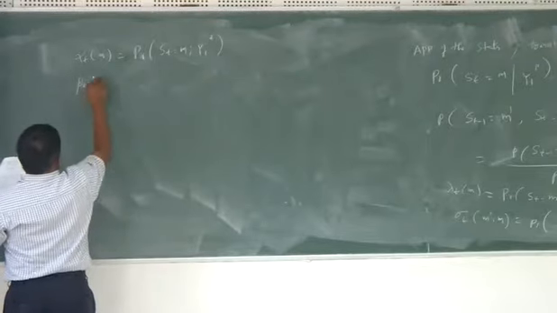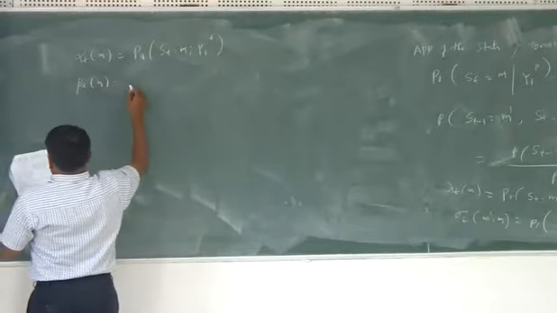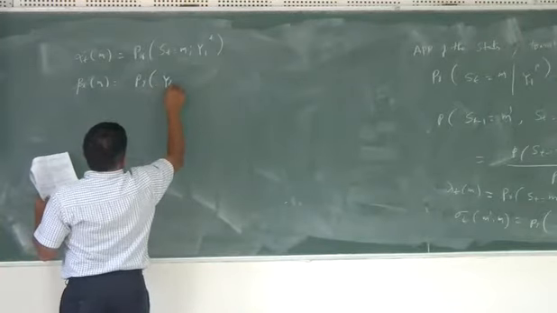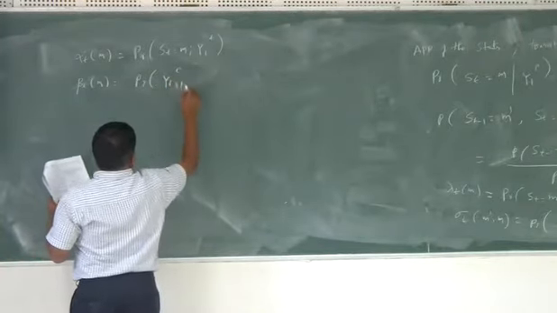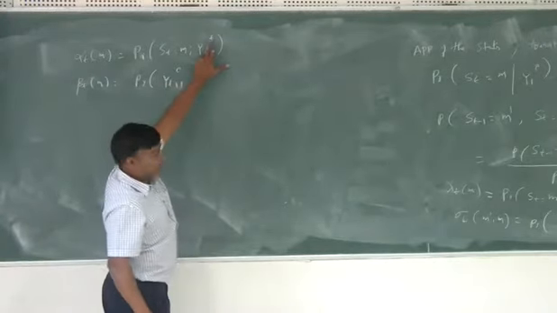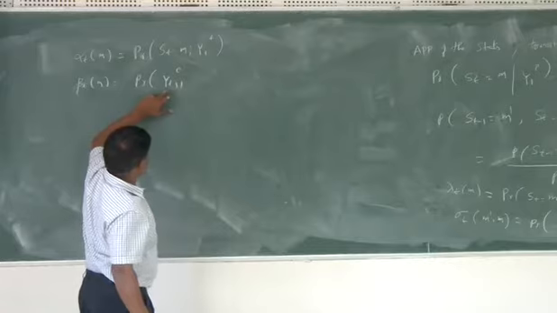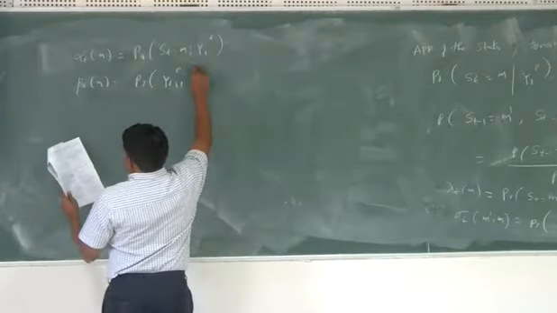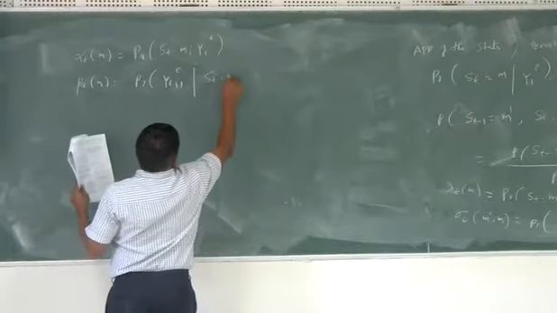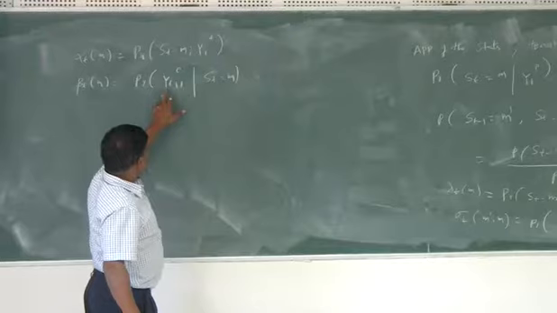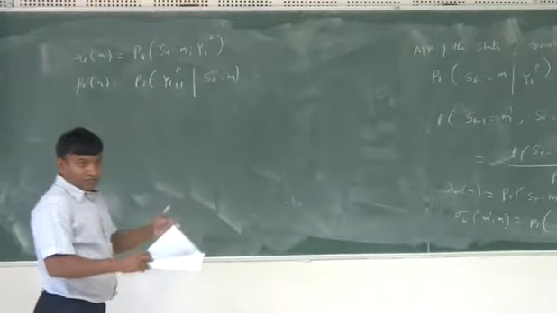Beta_t of m, the probability of y_{t+1} to tau, given S_t equal to m. Here we consider only 1 to t, here we consider from t plus 1 to tau. Given that you are in the current state, what is the probability of y_{t+1} to tau? That's of course a long vector.